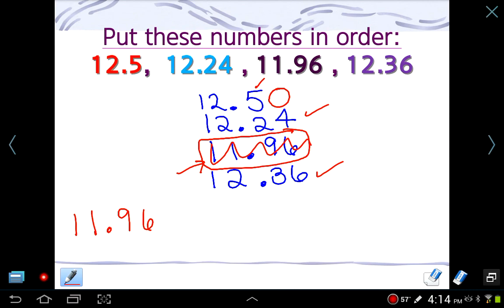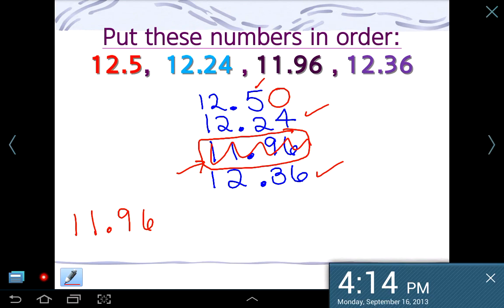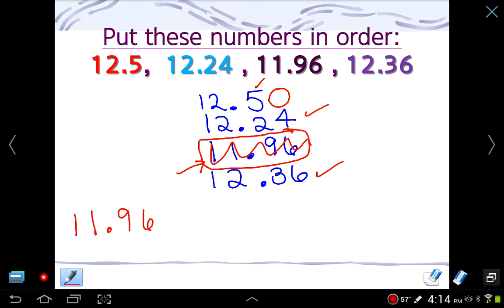Another way to think of decimals is to think of it like money. You have $12.50, you have $12.24, and you have $12.36. It's the same thing. So just look for the one that has the highest number of cents, or actually, I'm going to look for the one that has the lowest number of cents because I'm putting them in least to greatest order.